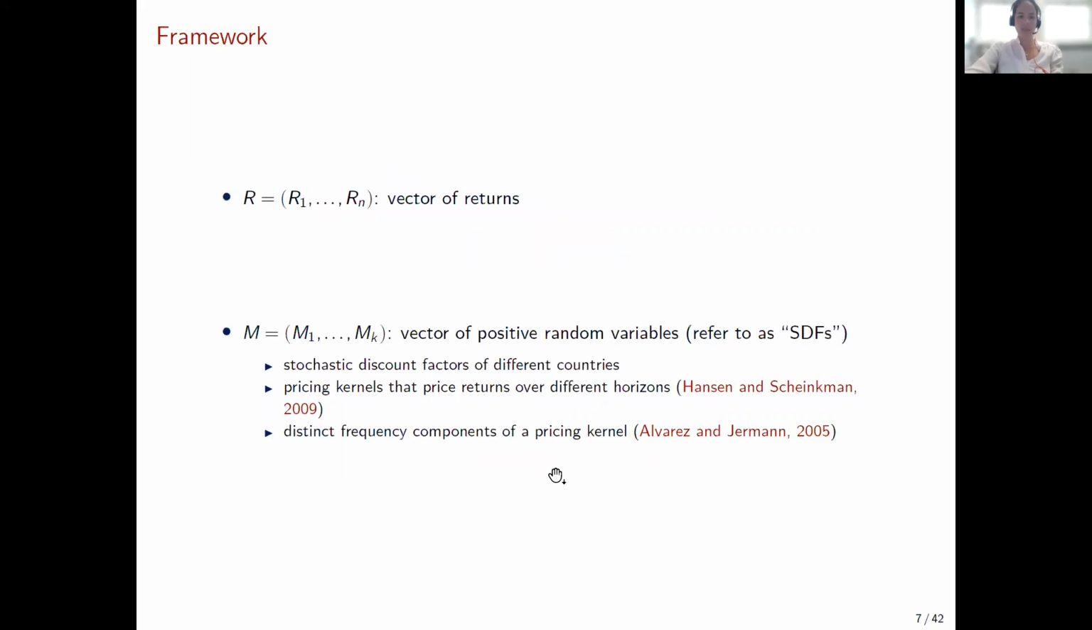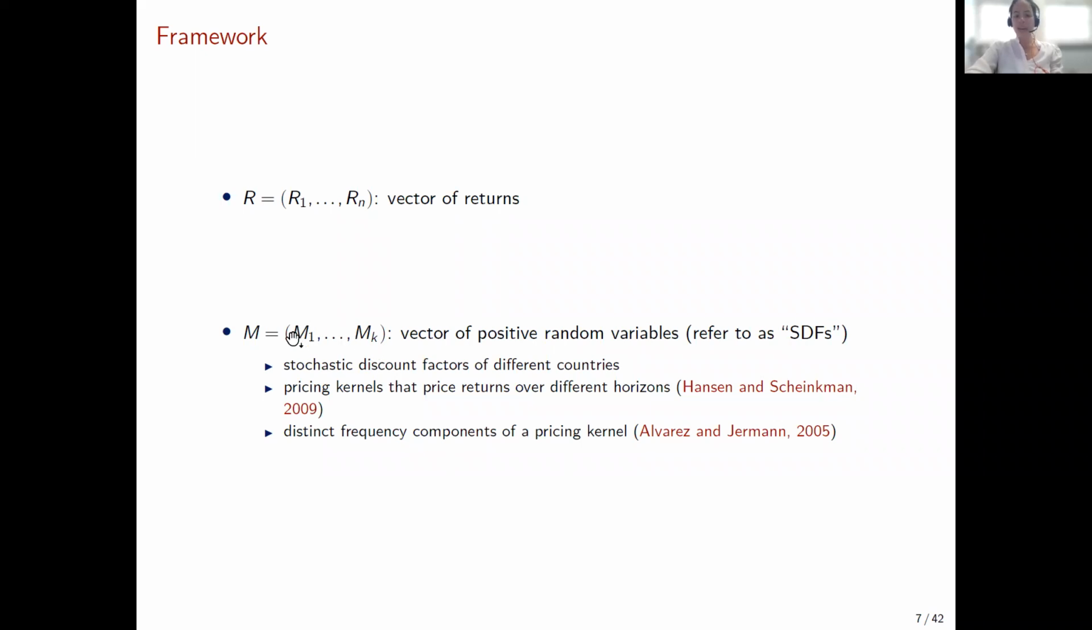Okay, so let me start with the framework. Here's just some notation in order to introduce it. Let me start with two definitions. R is going to be a vector of returns. This vector of returns is very general, so this can be anything. It can be equities, bonds, options, whatever you want, returns of different countries. It can really be any type of return. M is just going to be a vector of positive random variables, which in our application are going to be stochastic discount factors.